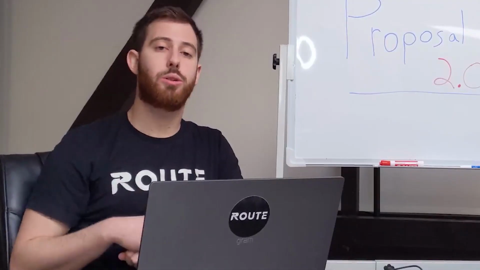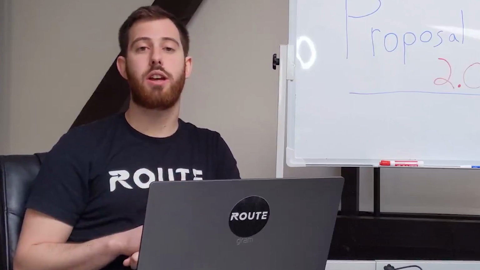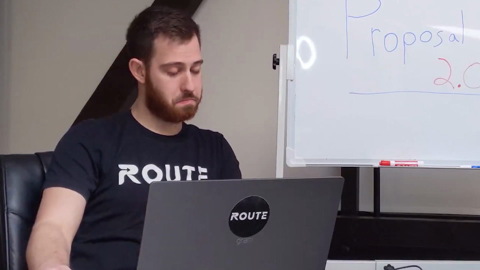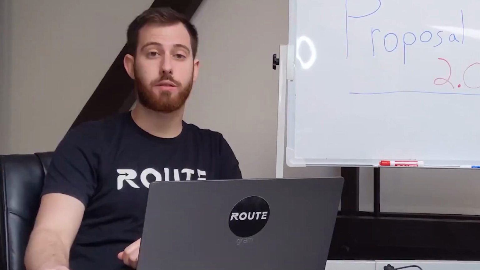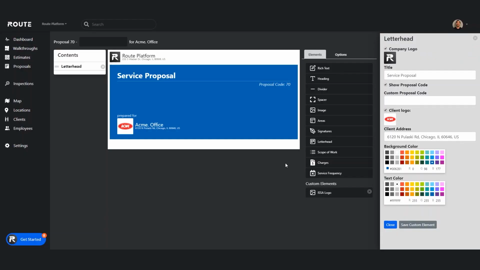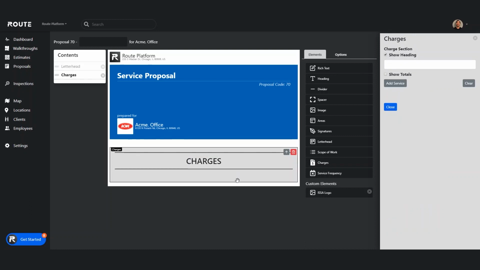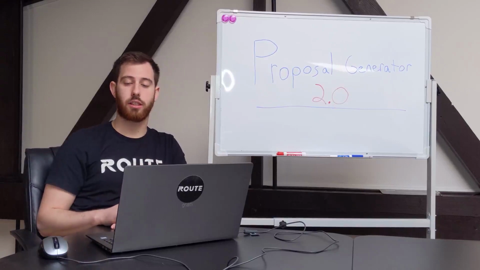Next, I want to include our charges. I want to show the client right away how much they're going to be invoiced for our services for a janitorial cleaning job. So on the right, I'm going to click charges and again, drag it into the document. When I do so, you'll see it's blank. Now, if you have used Route's estimate calculator, there will be a button right over here that says add charges, and it'll bring in the totals that you worked on in the estimate calculator.